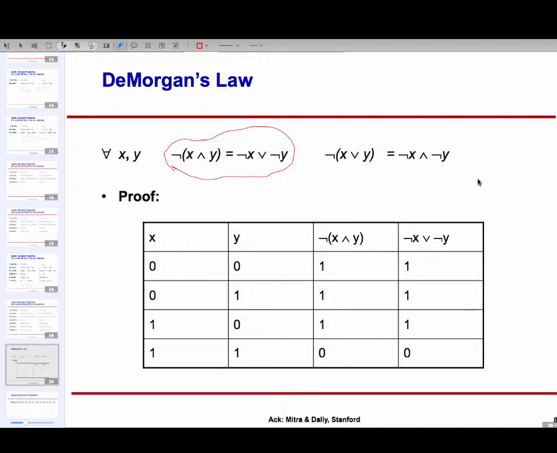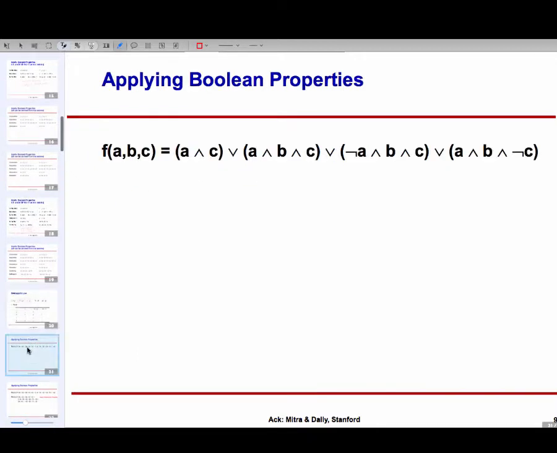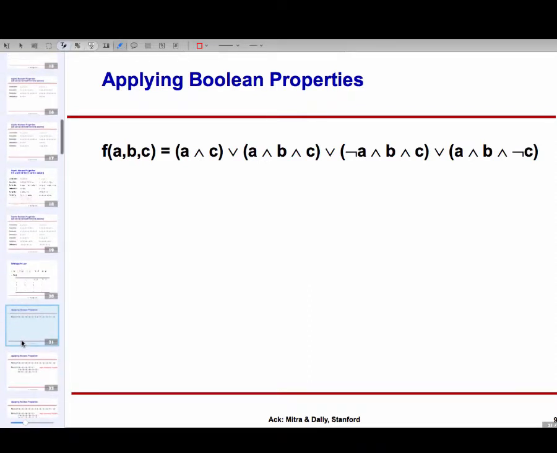So De Morgan's law, basically, again, is that not of AND is the same as OR of the 2 inverted, and vice versa. De Morgan's law, turns out, is a special case of a more general property that is true in Boolean logic, which we'll see very shortly.